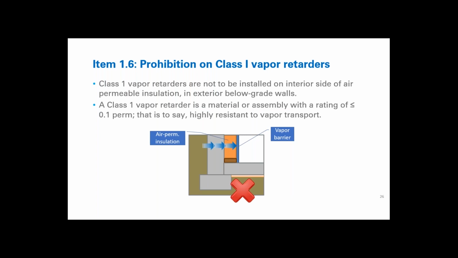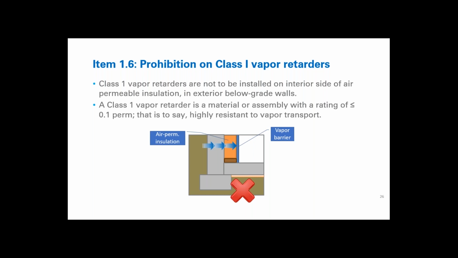So the next requirement falls under the category we noted earlier, items that are things not to do. Item 1.6 requires that class 1 vapor retarders not be installed on the interior side of air permeable insulation in below grade walls. Okay, that's a mouthful. So let's walk through each component.